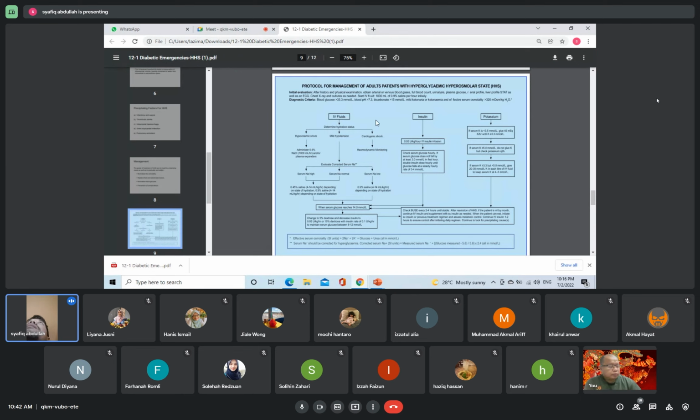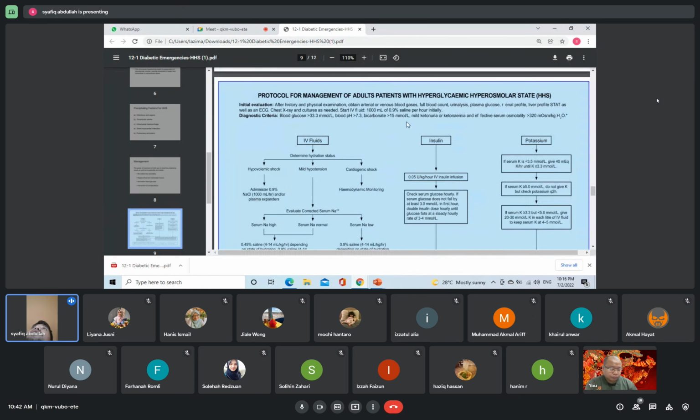Initial evaluation: we take history and physical examination, obtain X-ray and venous blood gases, basic baseline blood investigation, FBC, urine analysis, plasma glucose, RP, LFT, and as well as ECG. We nak tengok baseline ECG lah if got ischemic changes or hyperglycaemic changes. Chest X-ray and cultures as needed lah. Chest X-ray to rule out CAP or underlying infection, pulmonary infection, and cultures if patient presented with fever or we septic looking or we suspect any underlying infections going. So we'll start IV fluid 1 liter normal saline per hour initially.